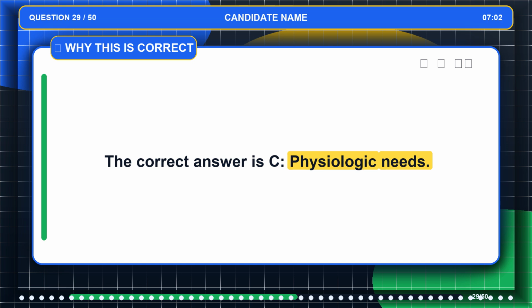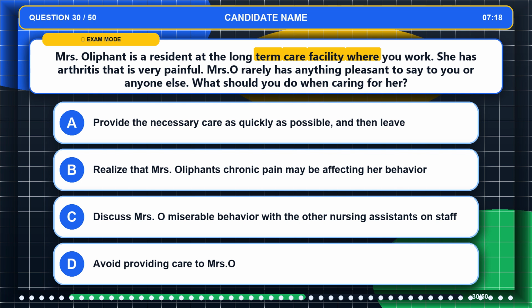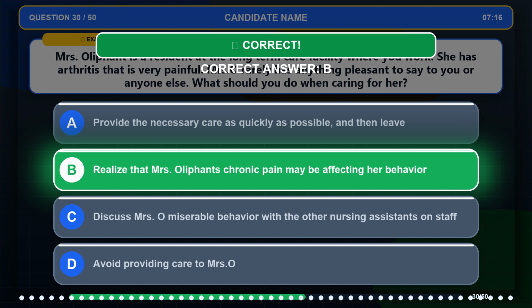Question 30. Mrs. Oliphant is a resident at the long-term care facility where you work. She has arthritis that is very painful. Mrs. O rarely has anything pleasant to say to you or anyone else. What should you do when caring for her? Option A, provide the necessary care as quickly as possible, and then leave. Option B, realize that Mrs. Oliphant's chronic pain may be affecting her behavior. Option C, discuss Mrs. O's miserable behavior with the other nursing assistants on staff. Option D, avoid providing care to Mrs. O. The correct answer is option B.